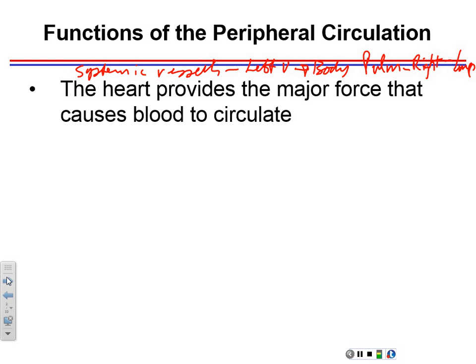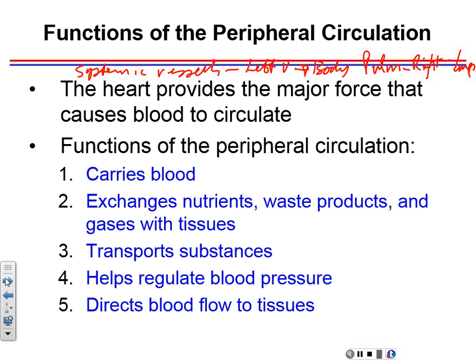So having said that, what will be the functions of the peripheral circulation? I've already said all the functions as I was describing these two networks of blood vessels. The first one is obviously to carry the blood, right? It's going to have to carry the blood and conduct it through. And then what did I say the blood does when it goes to the lungs? Picks up oxygen, drops off carbon dioxide, right?